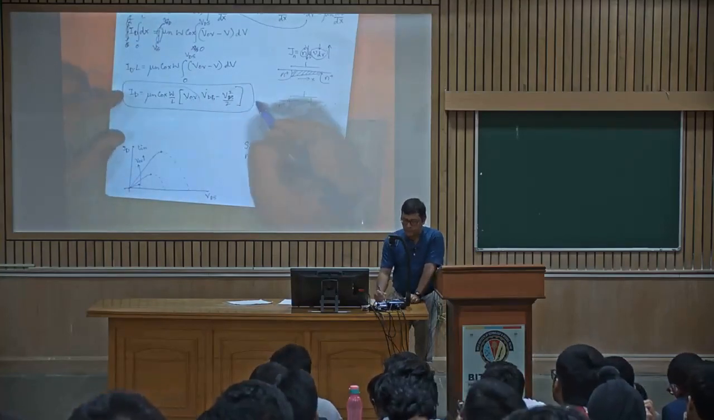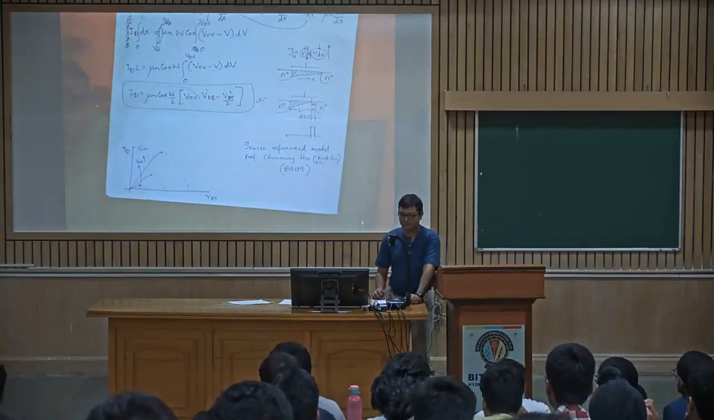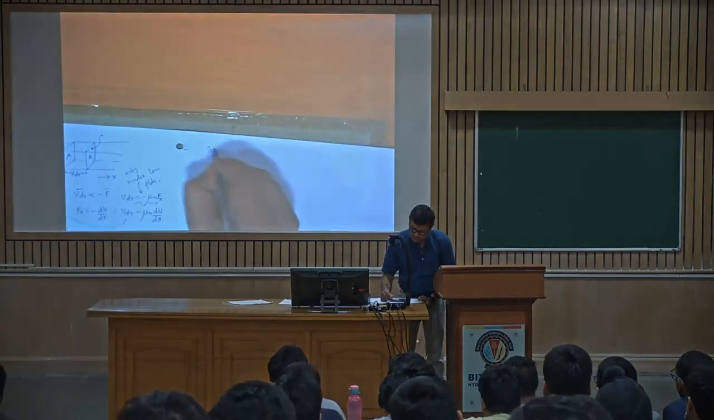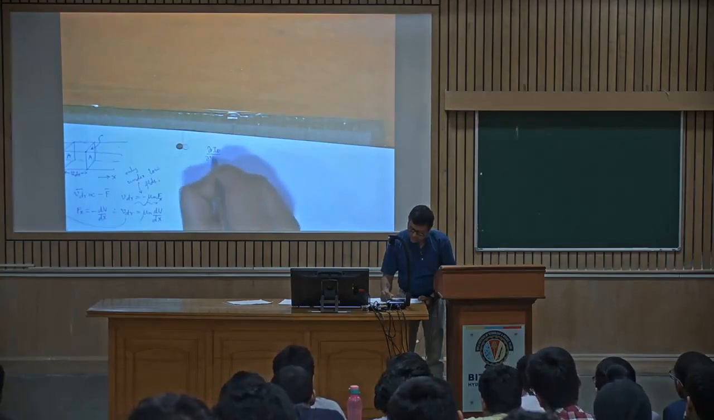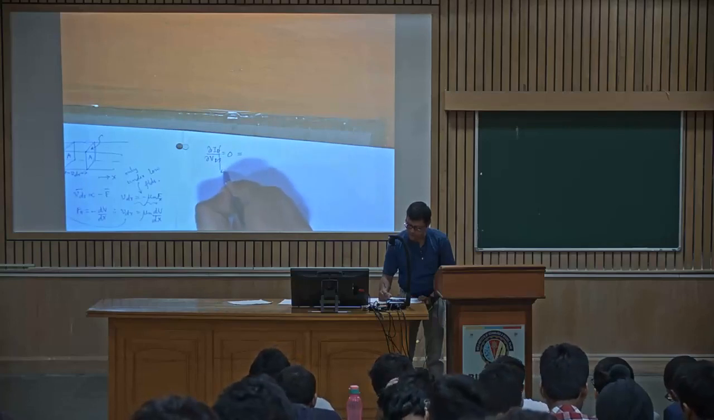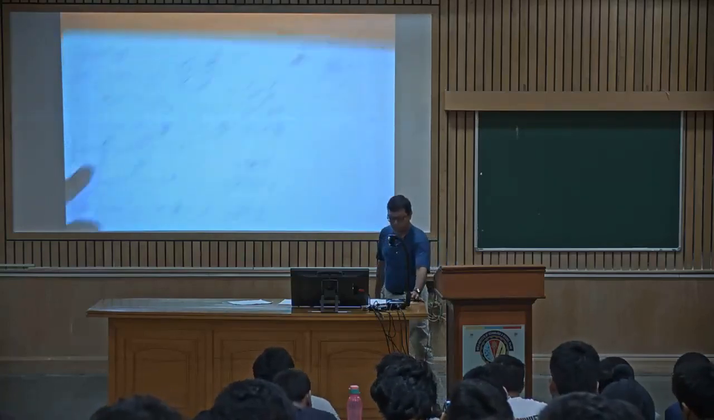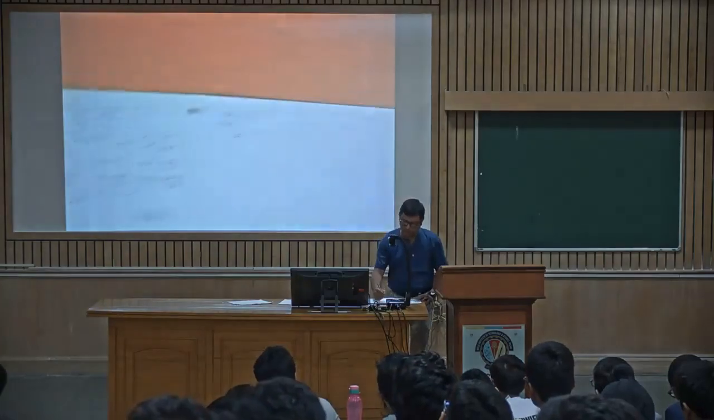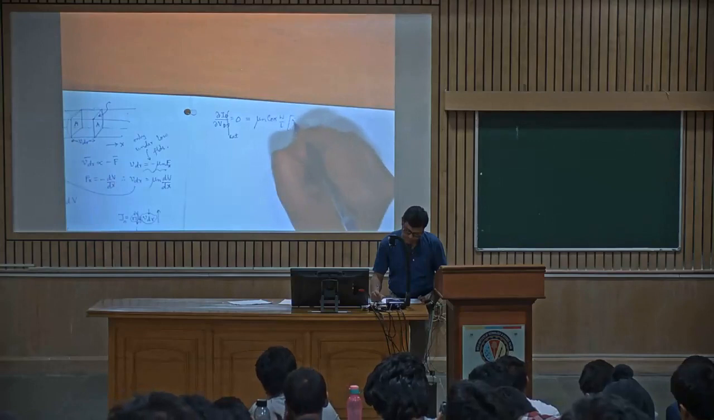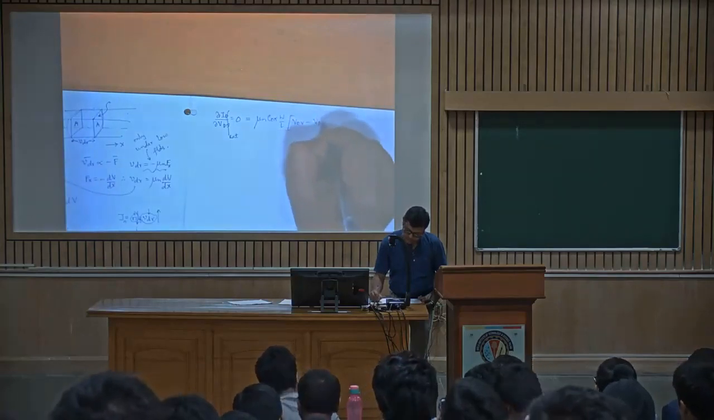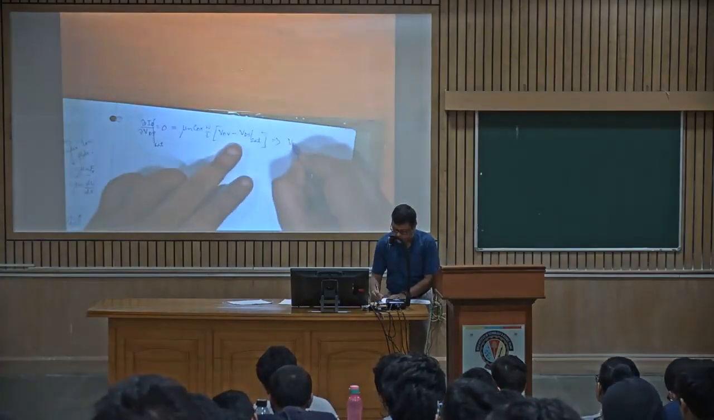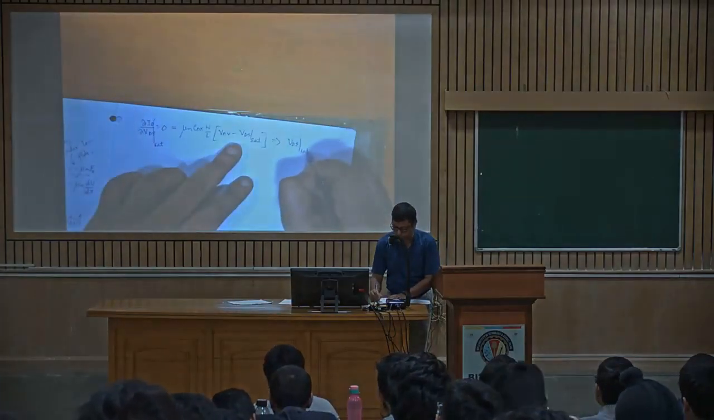Acha, when is this maximum? Again, from BITS, delta ID by delta VDS is equal to 0 at saturation. Okay, what will that be? What is the value? Mu n Cox W by L into VOV minus VDS sat, implying VDS sat is equal to VOV.